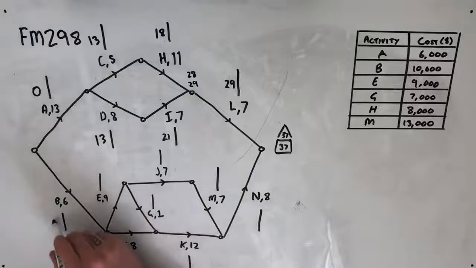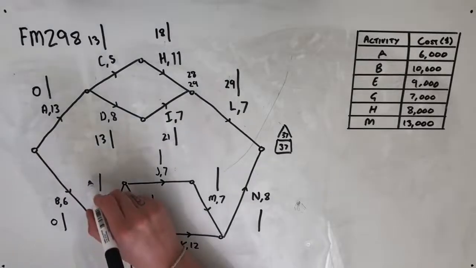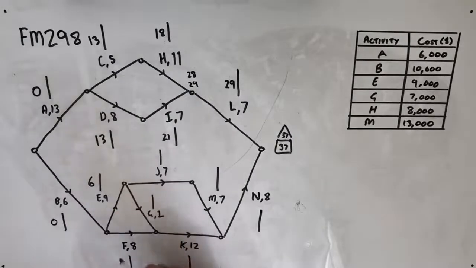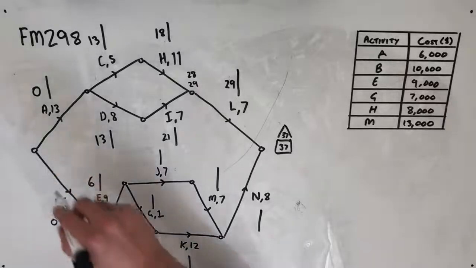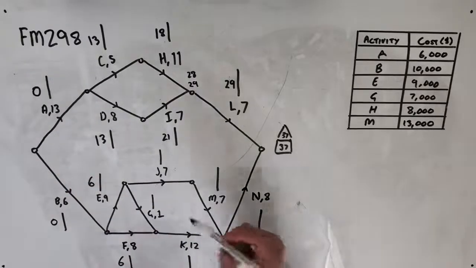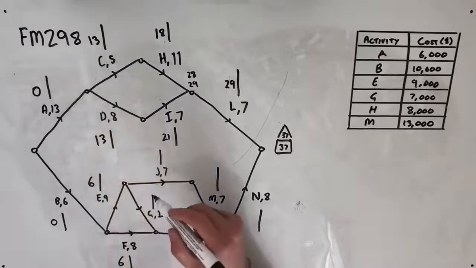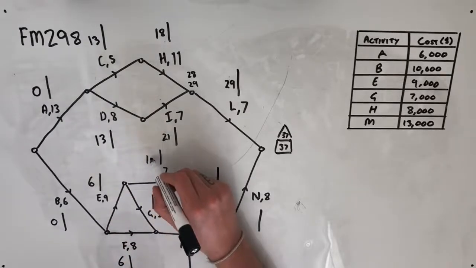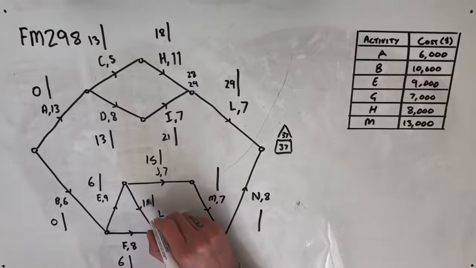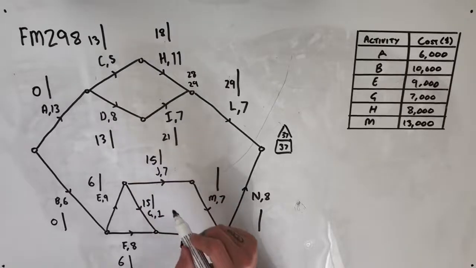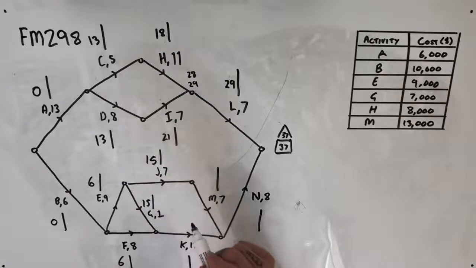B, earliest starting time of 0. E is going to have an earliest starting time of 6 as well as F, because of course B will take 6 days. From here, 6 on and our 9 for activity E is going to give J and G both starting times of, earliest starting time, of 15 weeks.